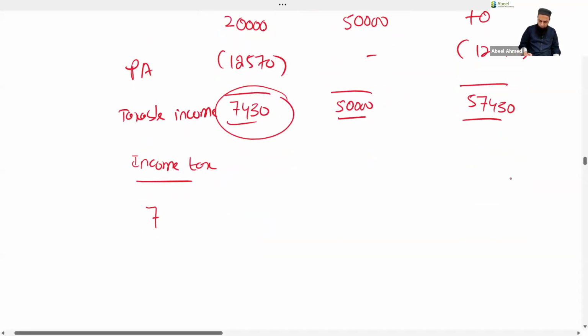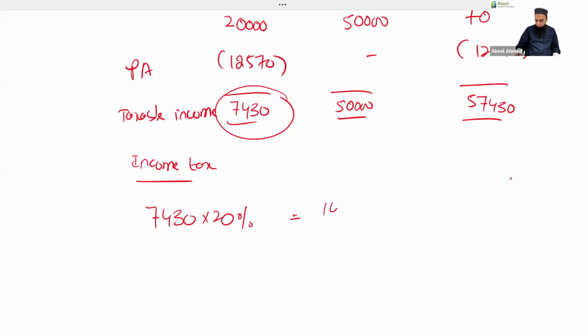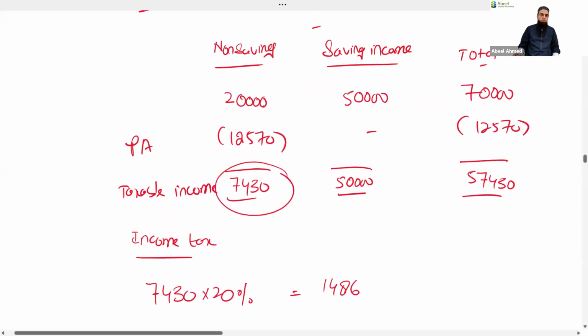So 7,430. Applicable rate is obviously 20%. 1,486. Now, student, listen. Again, before applying income tax rate on saving income, we need to check individual's tax paying status, and it is decided on the basis of final column, total column.